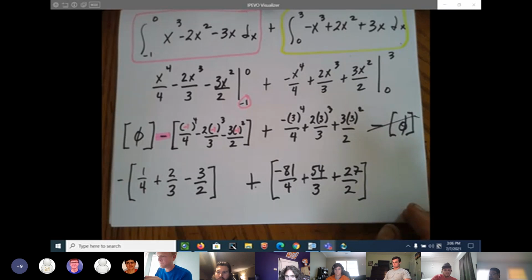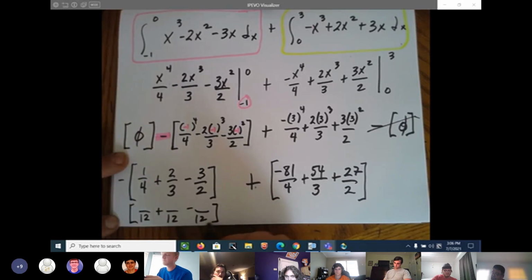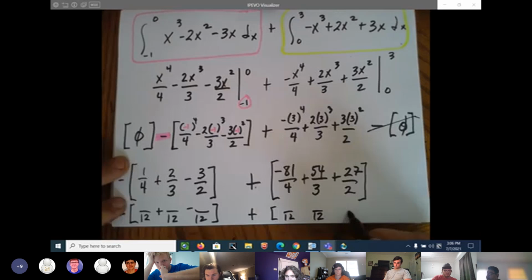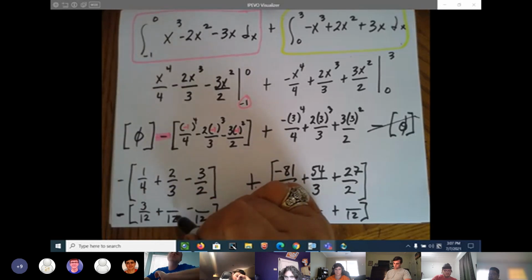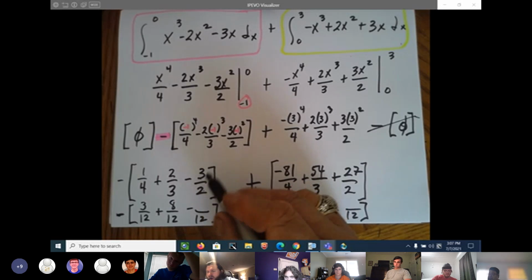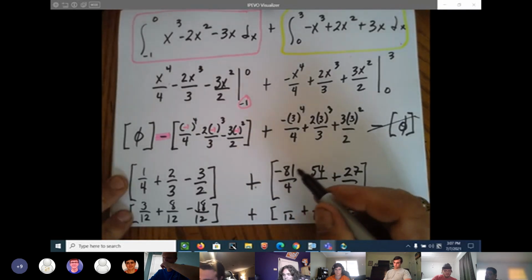Got to get a common denominator. I would say 12. So 4 will go into 12. 3 times 1 is 3. 3 will go into 12. 4 times 2 is 8. 2 will go into 12. 6 times 3 is 18. 4 will go into 12. 3 times 81 is 243.